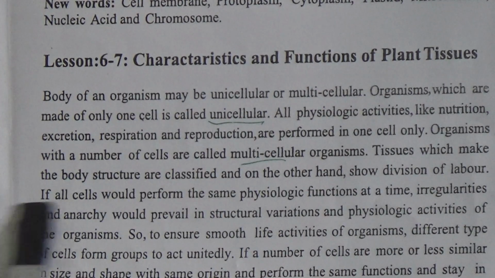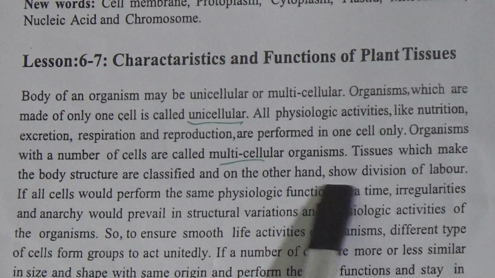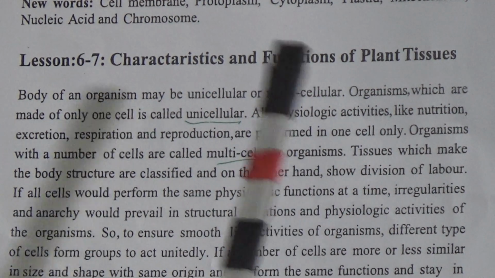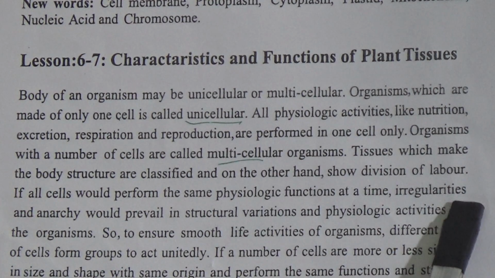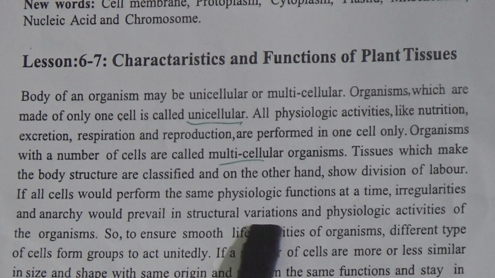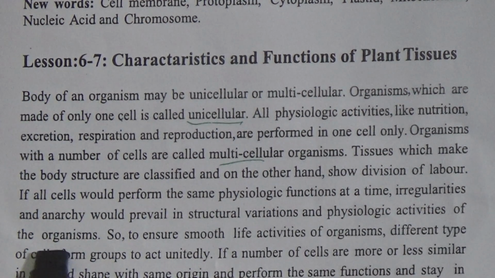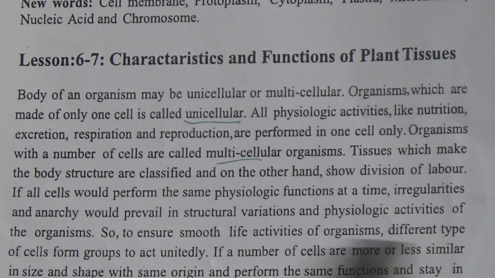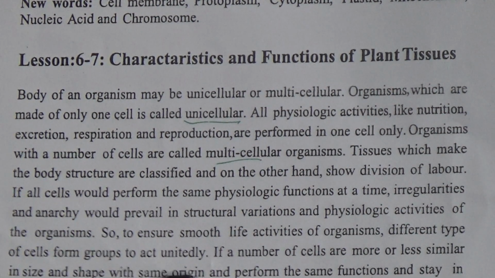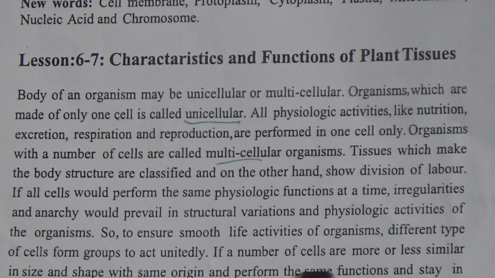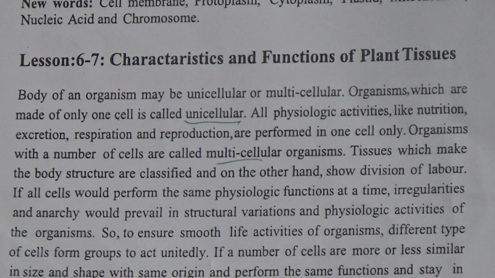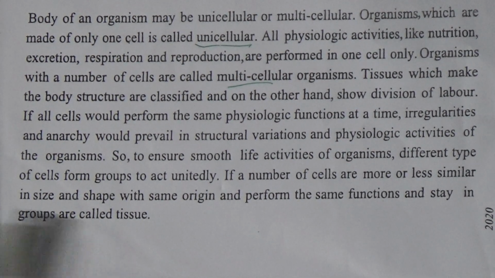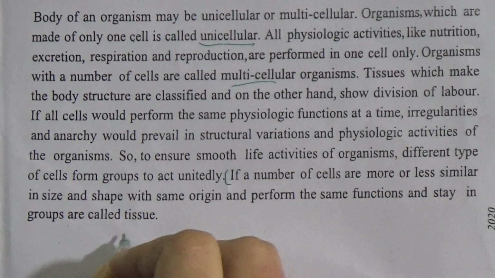Tissues which make the body structure are classified and show division of labor. If all cells would perform the same physiologic functions at a time, irregularities and disorder would prevail in structural variations and physiologic activities of the organisms. So, to ensure smooth life activities of organisms, different types of cells form groups to act unitedly. If a number of cells are more or less similar in size and shape with same origin and perform the same functions and stay in a group, they are called tissues. Students, so here is the definition of tissue.